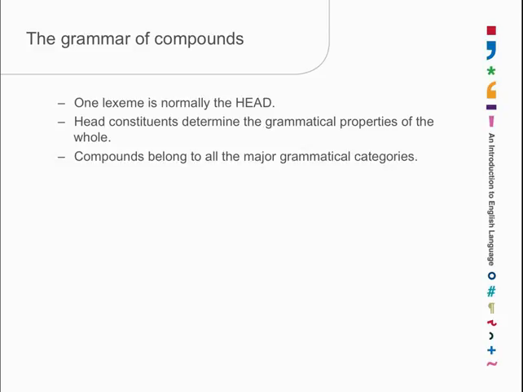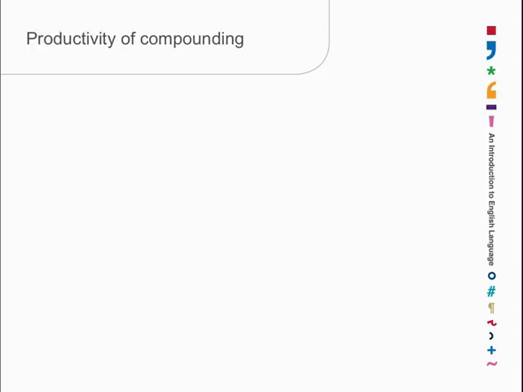Compounds belong to all the major grammatical categories that we've looked at: nouns, verbs, adjectives and prepositions. So for example, we can get compound nouns, compound adjectives, compound verbs, and there's the odd compound preposition. They also have another property: they're productive to a greater or lesser degree.